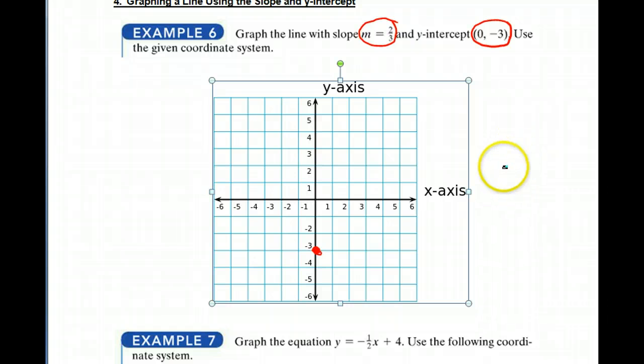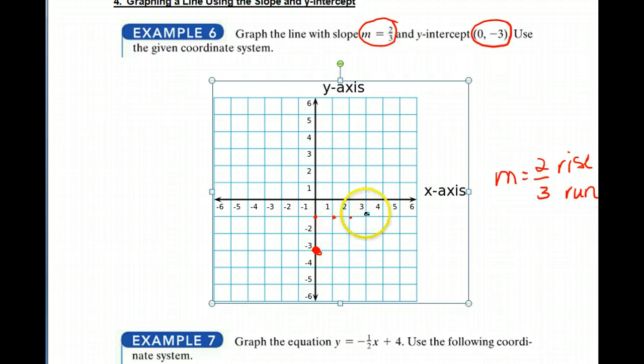And then we're going to use the rise and the run. So remember, the slope is 2/3. So the rise is 2, the run is 3. So we rise up 2 and run 3. So there's 1, 2, 3. This is our new point right there. You can always rise and run a second time to make sure. So we rise up 2, run 3. And when you get 3 points that fall on the same line, you graph them, put your arrows on, and you now have your graphed equation.